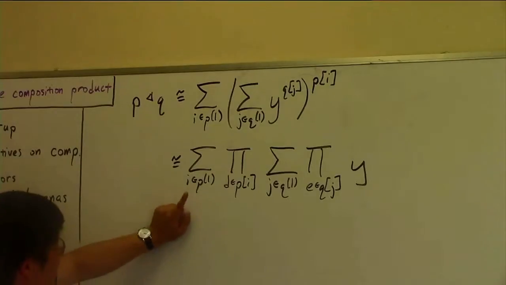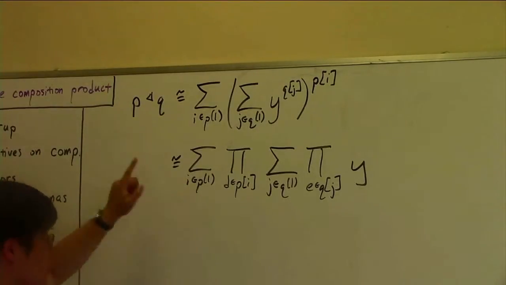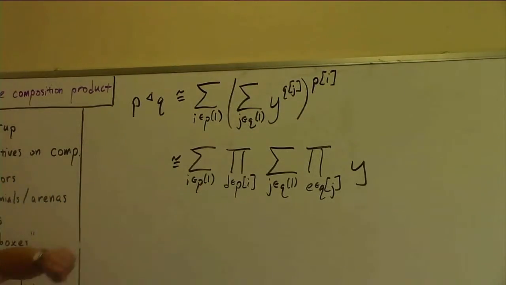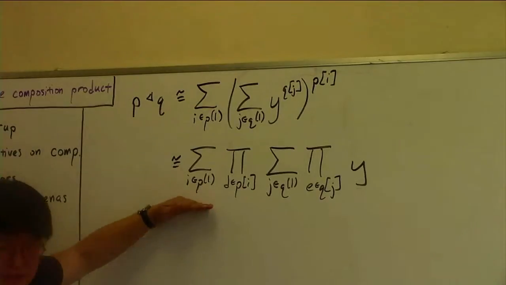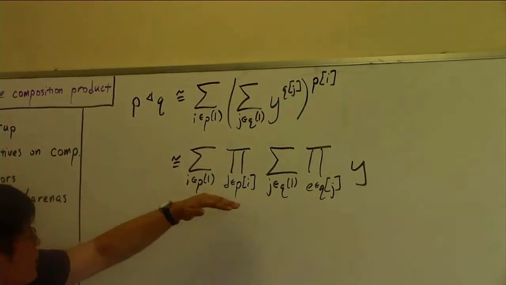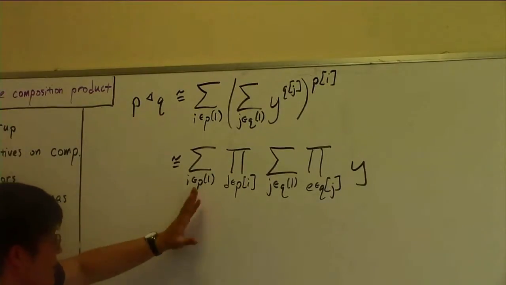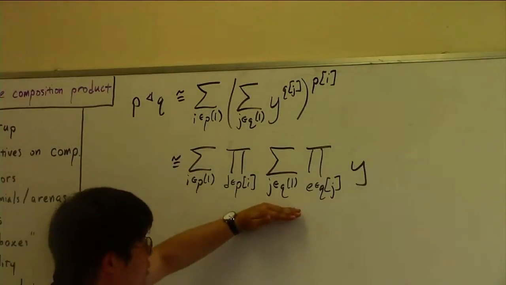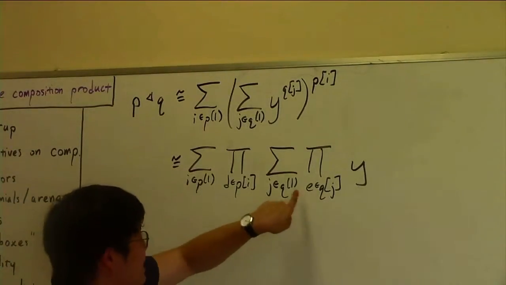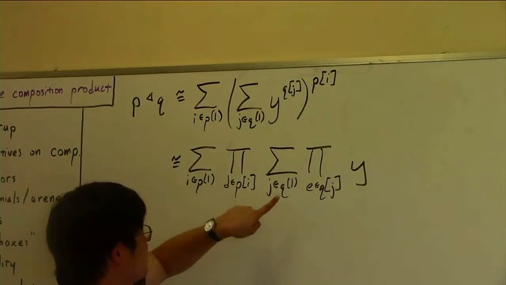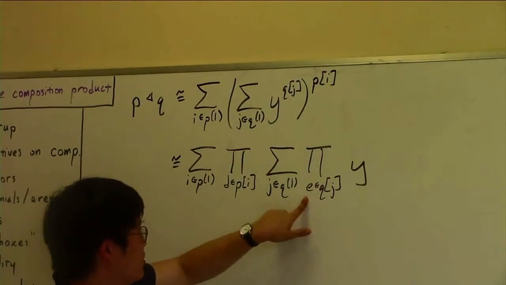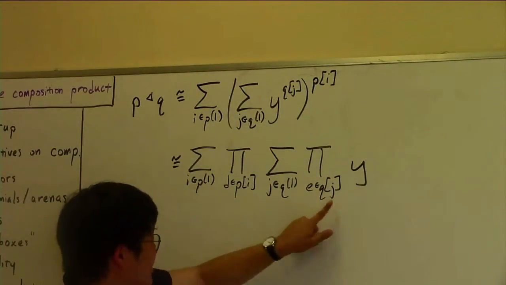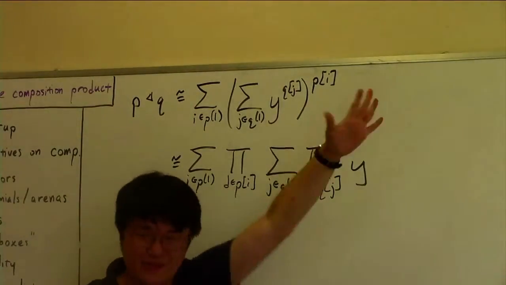Basically, the way we want to read this is we're picking a position of P, namely I. And we're also picking, for each direction of P at I, a position of Q, namely J. And we're also picking, for each direction of Q at J, something. And so something keeps going there.